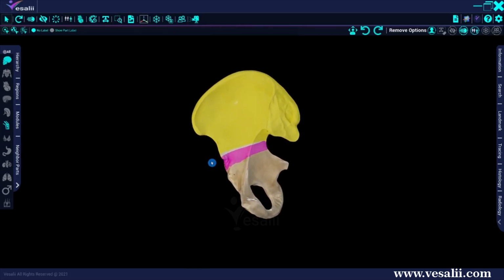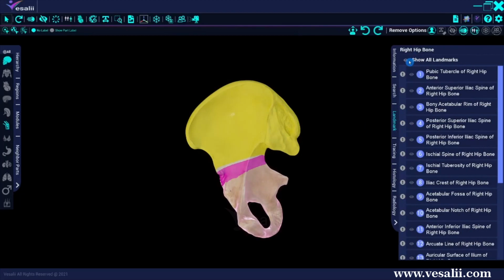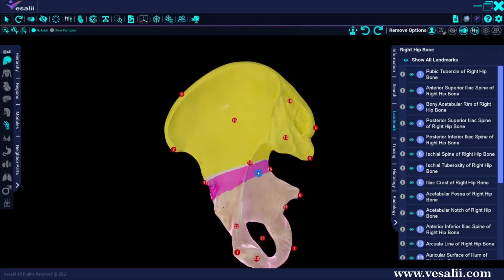It consists of two parts: the body, appearing in pink, and the wing or ala, which is highlighted in yellow. These parts are separated by the arcuate line. The arcuate line runs inferiorly until it reaches the posterior part of the iliopubic ramus, where the ilium meets the pubis.